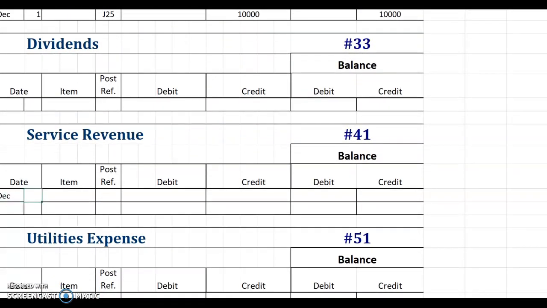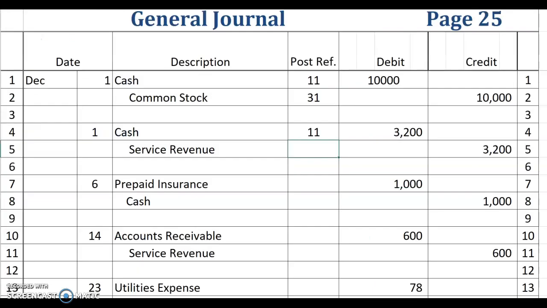So the date, this was also the 1st. Skip the item column. It's J25. We're posting a credit of 3,200. Since this is the only thing in here, it's got a balance of 3,200. And since service revenue was account number 41, we put 41 in the post reference column in the journal.